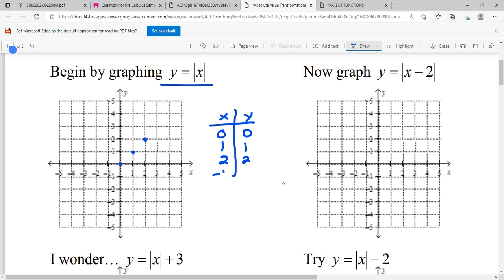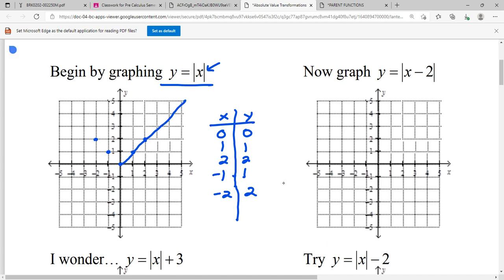X is negative 1, y is still going to be positive 1, right? Because it's the absolute value of x. That means we can't have any negatives. So that goes there. If x is negative 2, y is going to be positive 2. So negative 2, positive 2. And we get our parent function, which is a V shape on our graph.